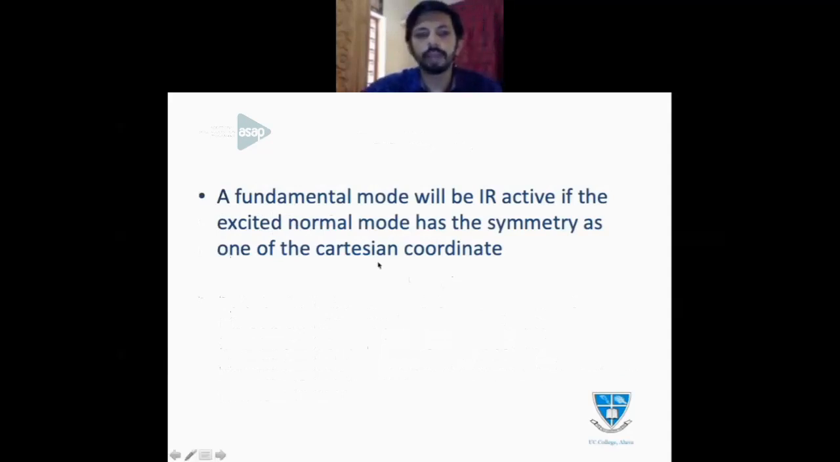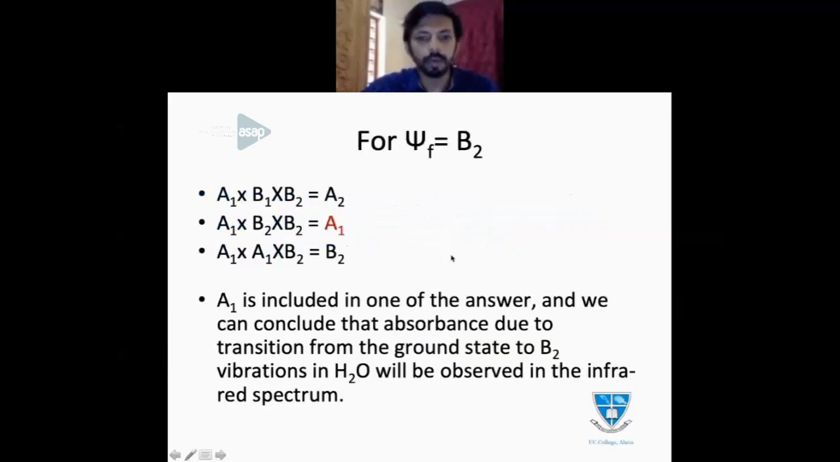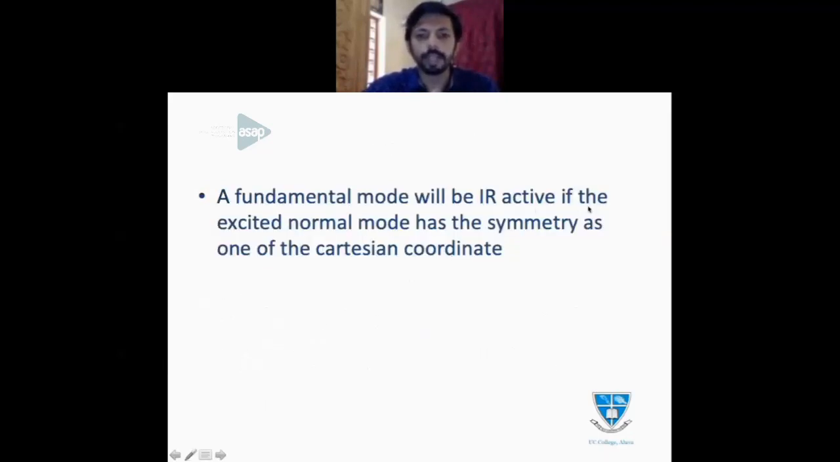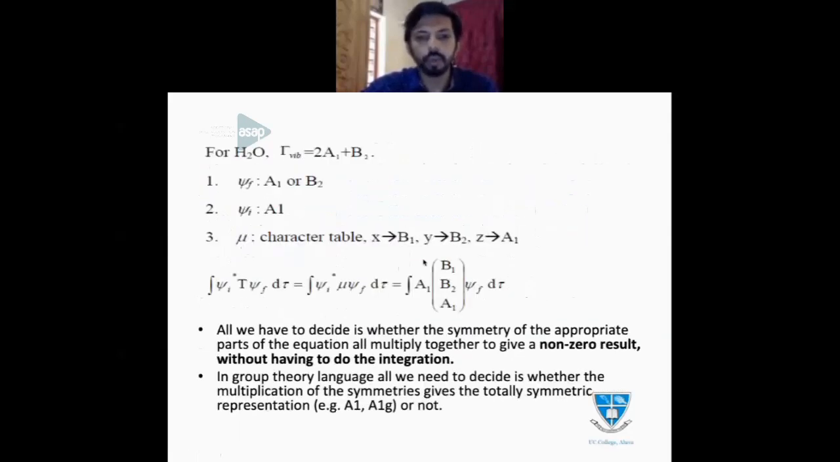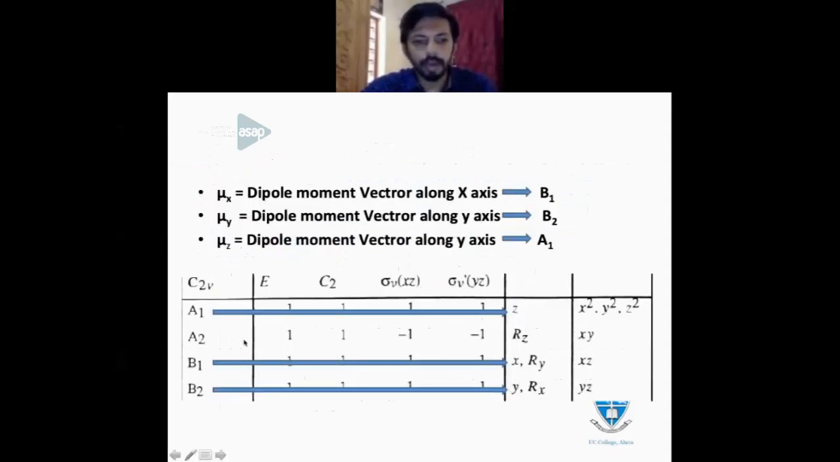So this is the selection rule: a fundamental mode will be IR active if the excited normal mode has the symmetry of one of the Cartesian coordinates. In our case, the excited states have two symmetries, that is A1 and B2. Look at this character table: A1 belongs to the Z axis and B2 belongs to the Y axis. So these two transitions have the symmetries of Cartesian coordinates.